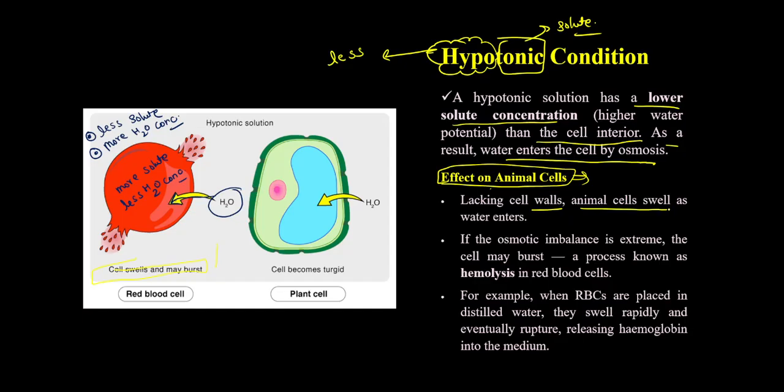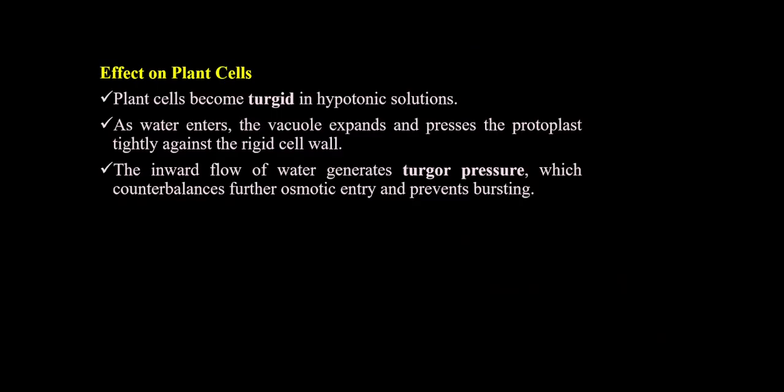Lacking cell walls, animal cells swell as water enters. If the osmotic imbalance is extreme, the cell may burst, a process known as hemolysis in red blood cells. For example, when RBCs are placed in distilled water, they swell rapidly and eventually rupture, releasing hemoglobin into the medium. And I have already told you that the plant cell becomes turgid in hypotonic solution. As water enters, the vacuole expands and presses the protoplast tightly against the rigid cell wall.